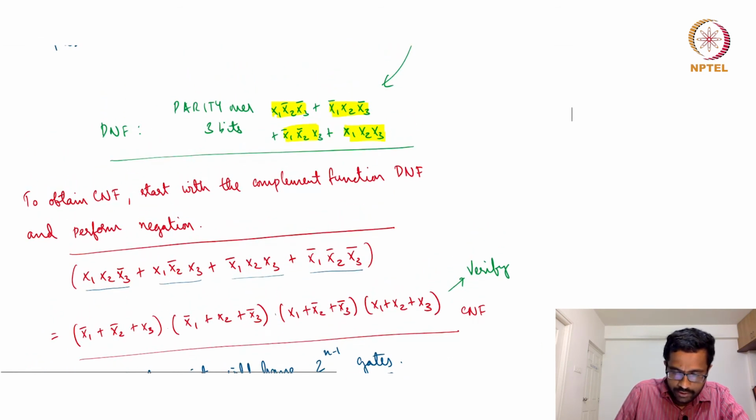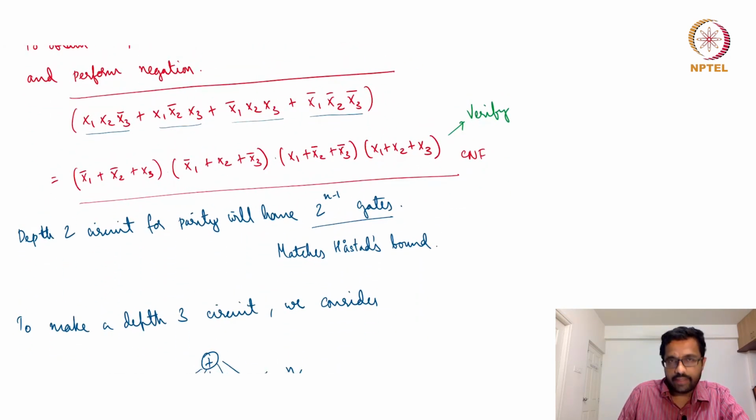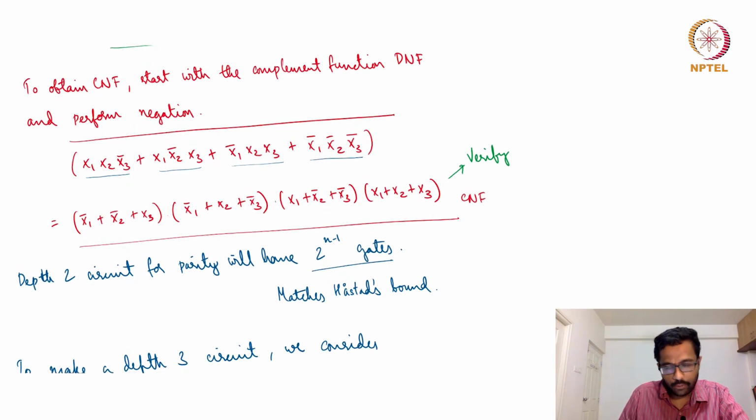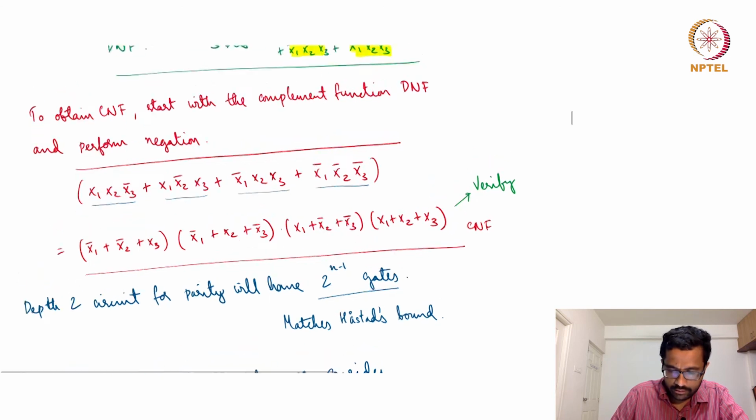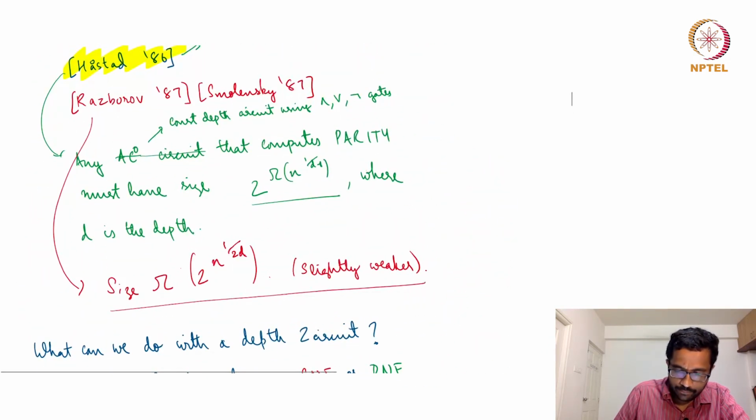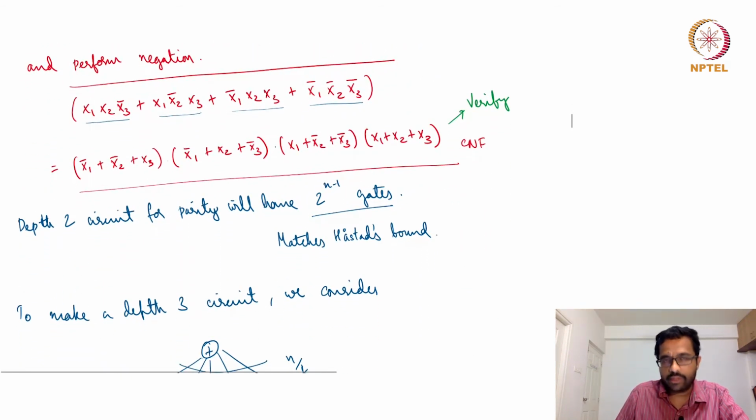So here, how many terms are there? It is a 3-bit input and you have 4 terms. So the depth 2 circuit, either CNF or DNF, will have 2 power n minus 1 gates. So it's 4 here when you have 3 input bits. If you had 4 input bits, it would have been 8. 5 input bits, it would have been 16. So it's 2 power n minus 1 gates. And what does Hastad say? Hastad says that if depth is equal to 2, then it is 2 power order n. The d minus 1 is 1, so 2 power order n, which is what we have here. 2 power n minus 1 is roughly 2 power order n. So this matches Hastad's bound, right?